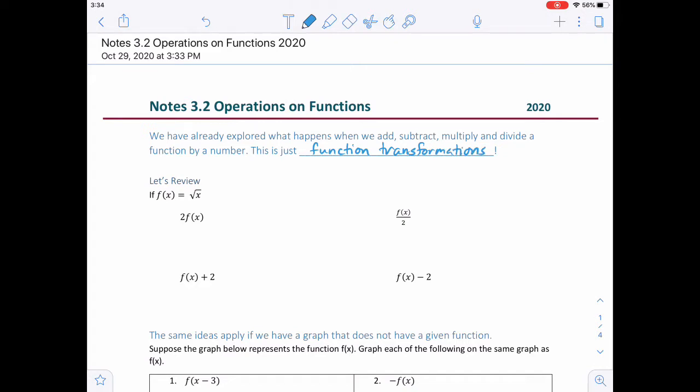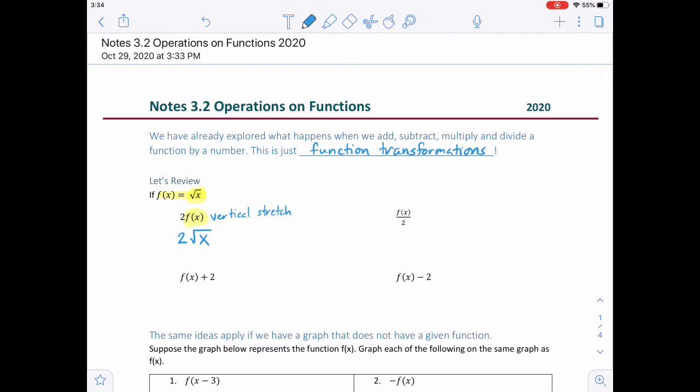So if we have the function f of x equals the square root of x, and we're going to find 2f of x, well, first off, remember this would be a vertical stretch because we're multiplying by a number greater than 1. And all we're going to do is literally multiply f of x by 2. And so remember, f of x is the square root of x. So instead of f of x, I'm going to write the square root of x. This is just 2 root x.